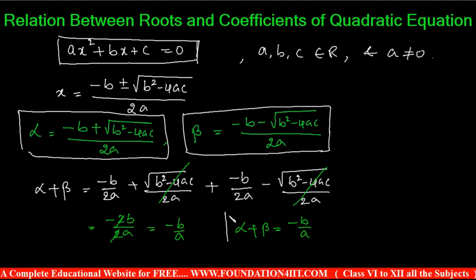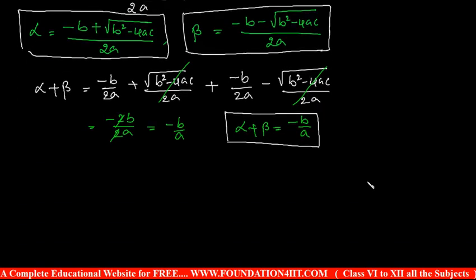This is the sum of the roots. Sum of the roots is minus b by a, that is minus of the x coefficient by the x square coefficient. Now let us see the product of the roots, that is alpha into beta. Listen to this.